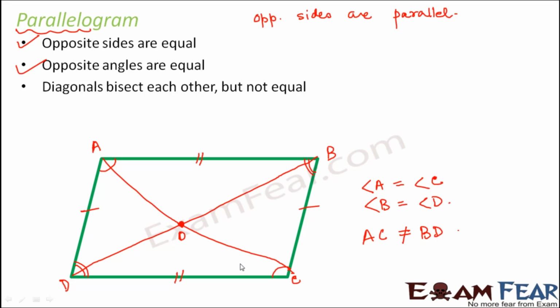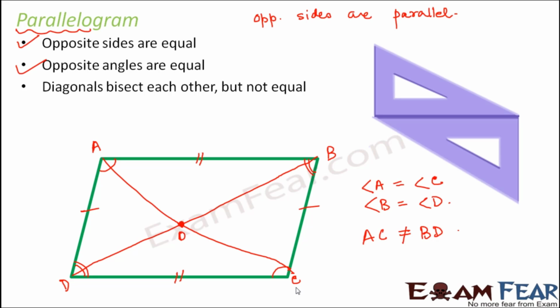That means one diagonal intersects the other diagonal exactly at the midpoint, such that OD is equal to OB. Similarly, AO is equal to OC. That is what we mean by bisect. So the diagonals' lengths are not equal, but they intersect each other in such a way that they bisect each other.